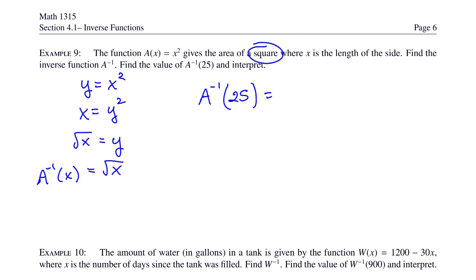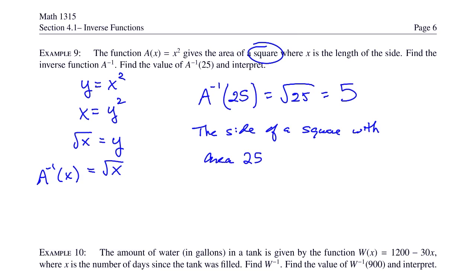Find A inverse of 25. So that would be the square root of 25. Square root of 25 is 5. Again, only using the positives. And the interpretation is the side of a square with area 25 is 5. So inverses switch around the context of the problem as well. The A function originally gave me the area given the side. A inverse gives me the side given the area itself.